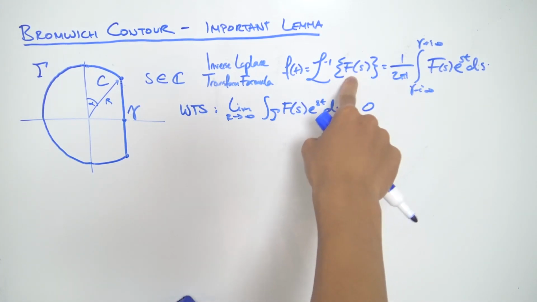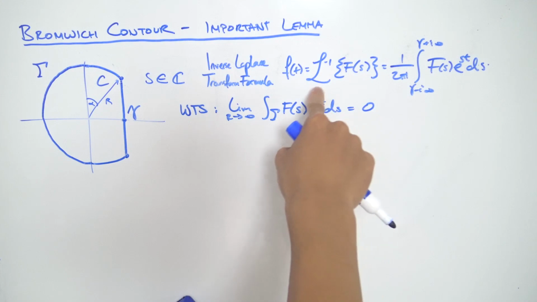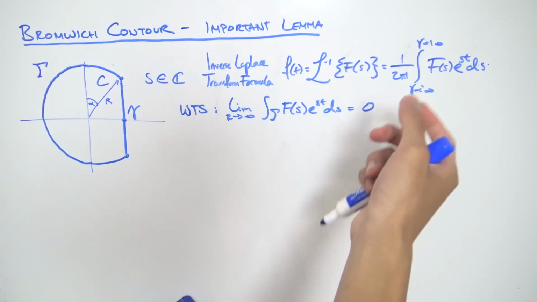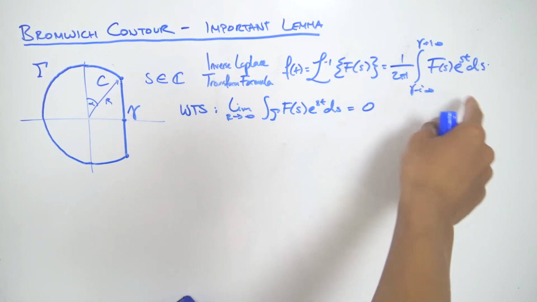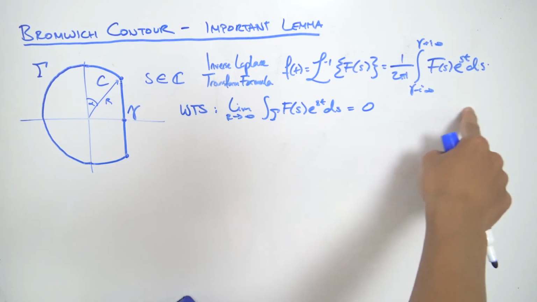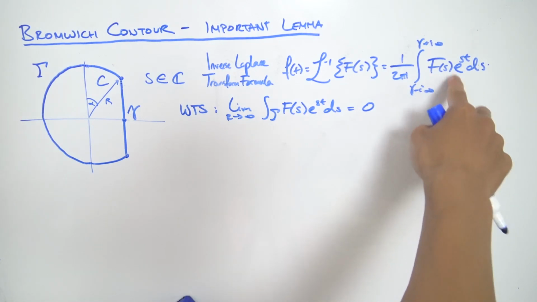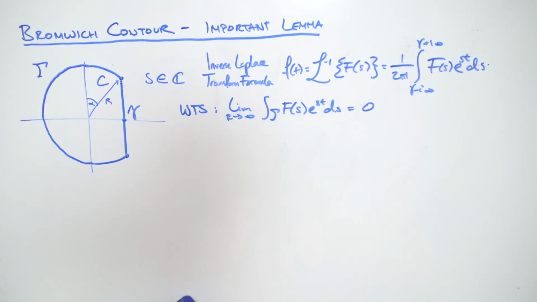If we have our function capital F of s, and we take the inverse Laplace transform, we can compute that by taking 1 over 2 pi i and then evaluating this integral. And the integrand over here is pretty similar to the original Laplace transform formula. So where does the Bromwich contour come into play?